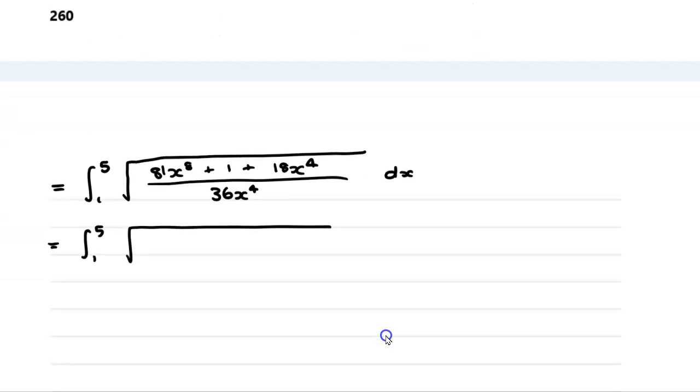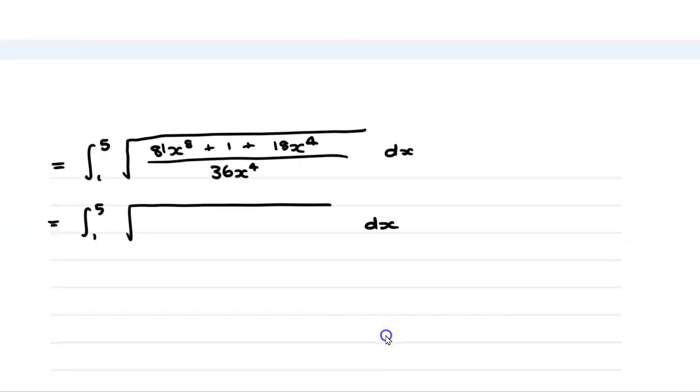Have we forgotten any others? No, we've got them all. I'm going to pop that there just in case I forget. So factorizing this, I could actually write that as 9x to the power of 4 plus 1 all squared. And on the bottom, if I wanted to, I could write that as 6x squared all squared.